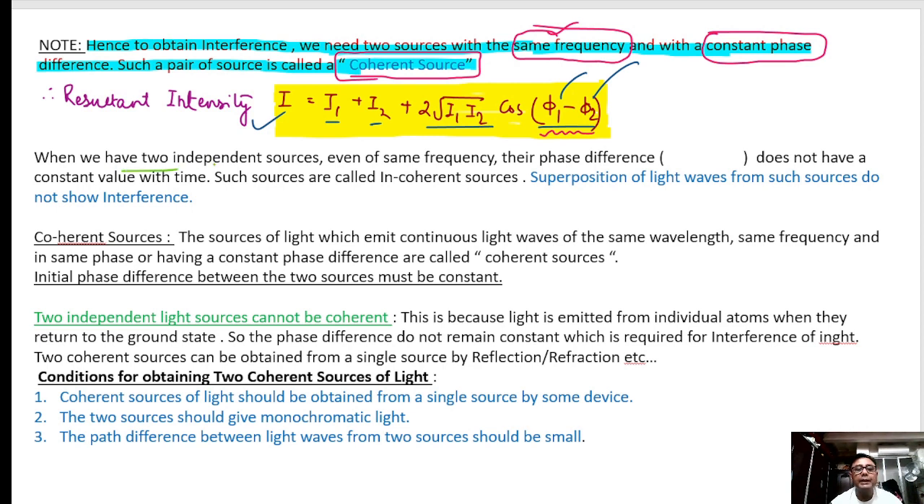Now, how can we get coherent sources? From a single source we get two waves which will always be in the same phase and same frequency. But when we have two independent sources, S1 and S2, even of the same frequency, their phase difference, phi 1 minus phi 2, will never remain constant with time. So they are incoherent sources.